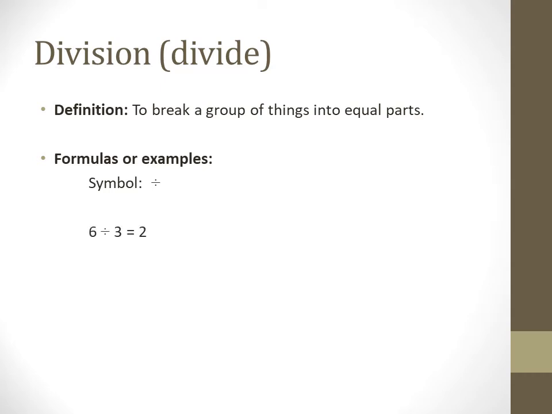And let's look at this. 6 divided by 3 equals 2. So, we have to consider we're breaking these group of things into equal parts. So, consider it something like this. Again, working backwards. 6 minus 2 equals 4. 4 minus 2 equals 2. So you see we've got those 3 equal parts, 2, 2, 2. That's why our answer is 2.